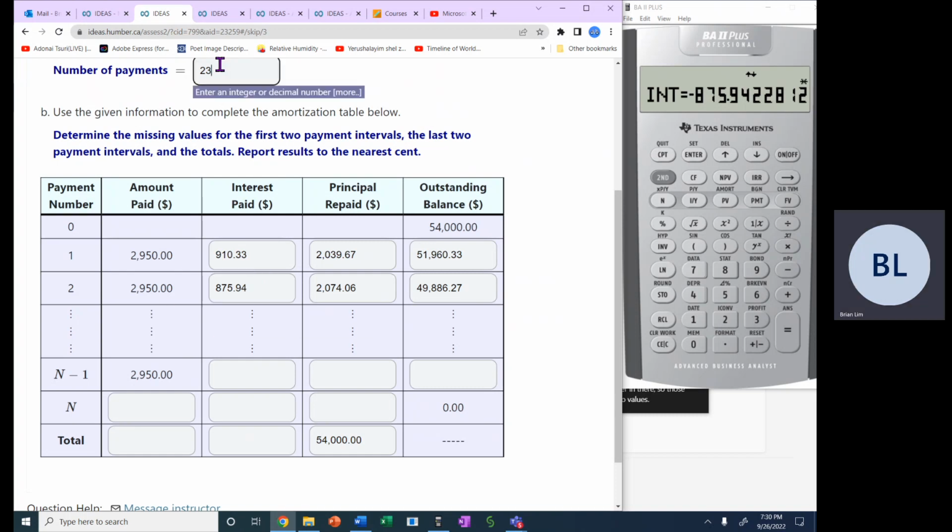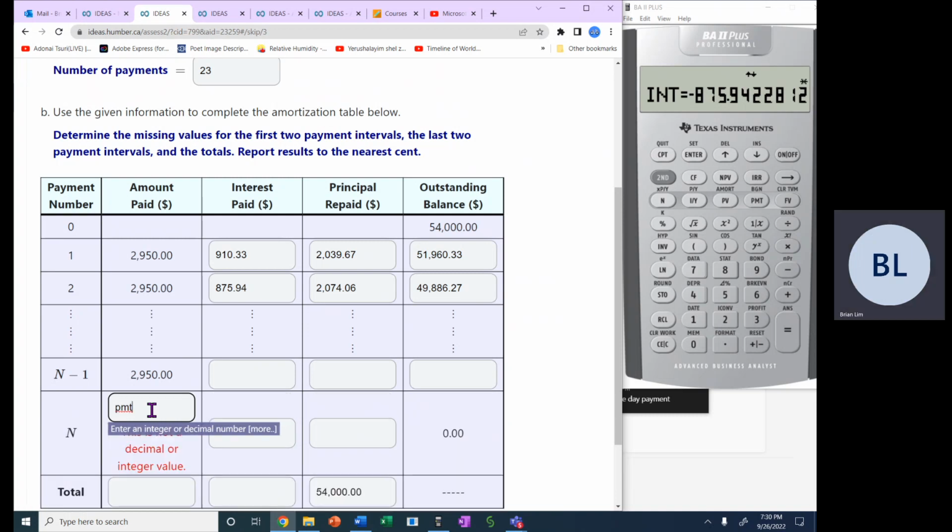Now the number of payments is indeed 23. So this one here would be the 23rd payment. Payment number 23, correct, yeah. And this one here would be payment number 22. Now, remember the value for N was a decimal number, so there will be a 23rd payment, but that 23rd payment will not be the same as the other 22, which were $2,950. So we will have to get at this 23rd payment eventually.